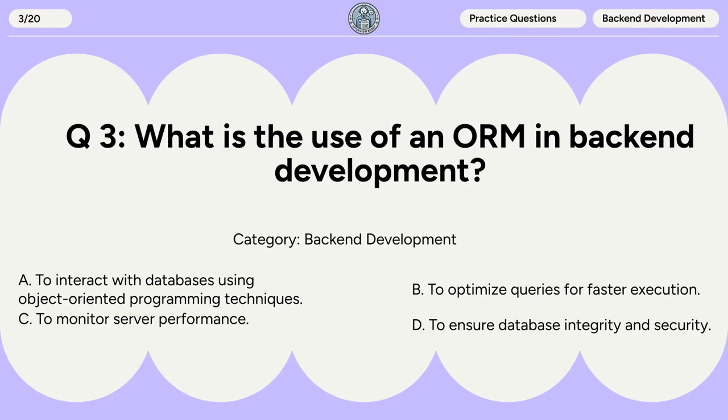Question 3. What is the use of an ORM in backend development? A. To interact with databases using object-oriented programming techniques. B. To optimize queries for faster execution. C. To monitor server performance. D. To ensure database integrity and security.